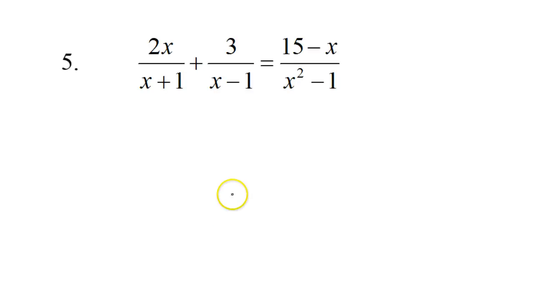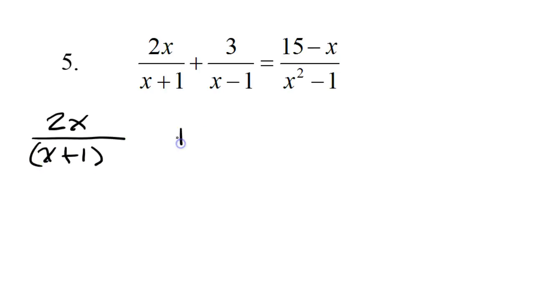In this video, we will be solving rational equations such as these. First, I'm just going to spread this problem out a bit so I have room to work. So I have 2x over x plus 1. Leave a little space there. And then I have 3 over x minus 1. Leave a little space there. This is bothering me. I'm just going to leave it for now.